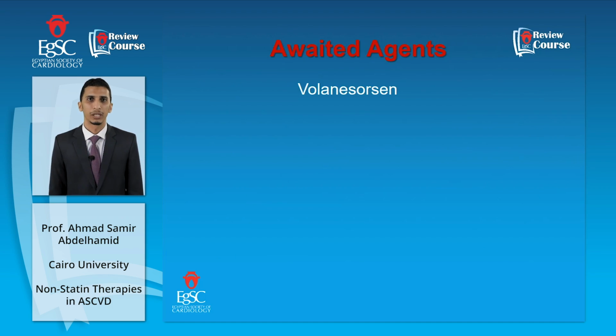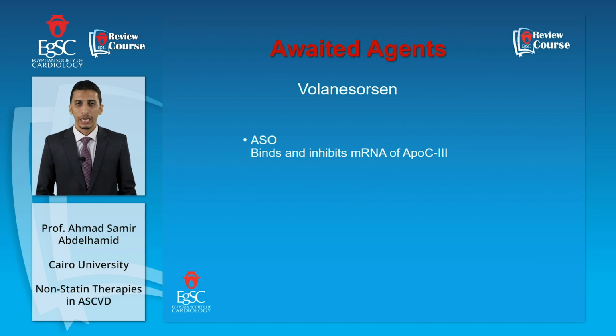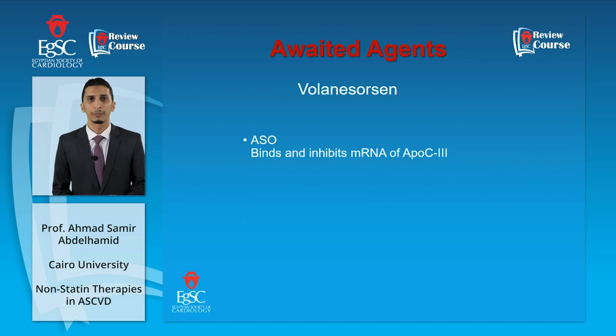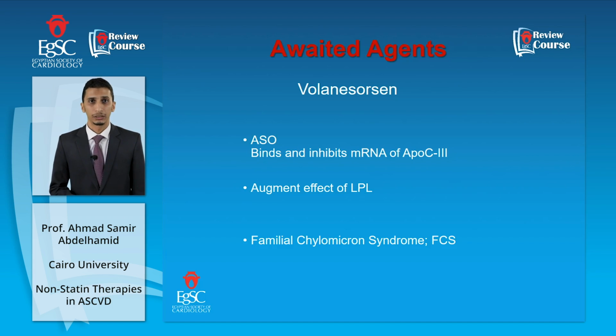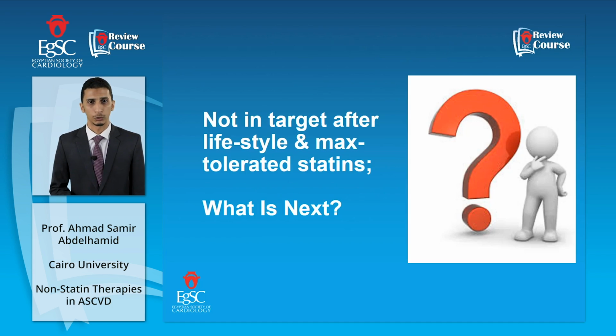Another agent that we are awaiting in the near future is volanesorsen. Volanesorsen is an antisense oligonucleotide that binds and inhibits the messenger RNA of ApoC3. ApoC3 normally inhibits the lipoprotein lipase, which hydrolyzes the triglycerides into their initial parts. And thus, by inhibiting ApoC3, we augment the effect of lipoprotein lipase. Volanesorsen is awaited to be an essential part of the treatment for familial chylomicronemia syndrome.